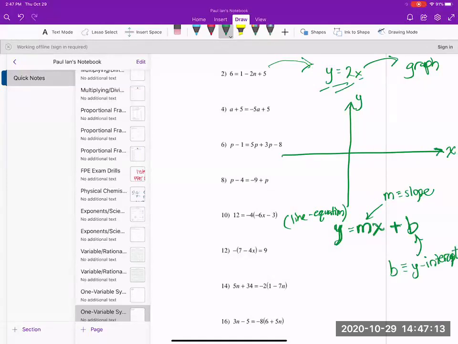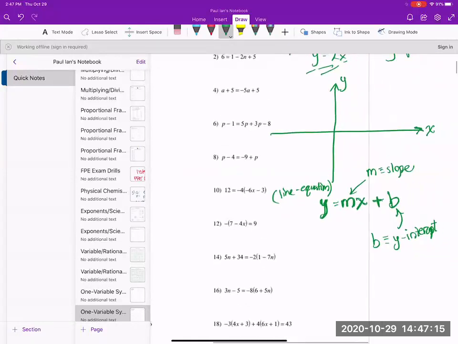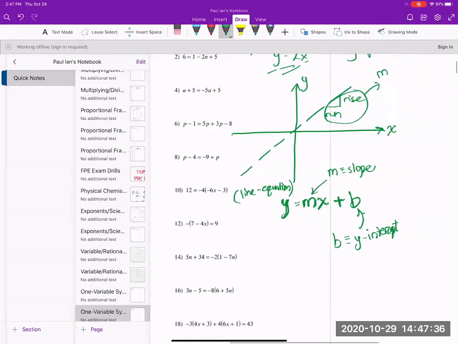Let me define how you get the slope first. The slope is, when you're taking a look at a line, kind of like this, the rise over run. So this right here is your slope. So m equals rise over run.